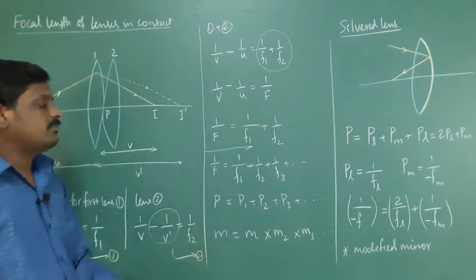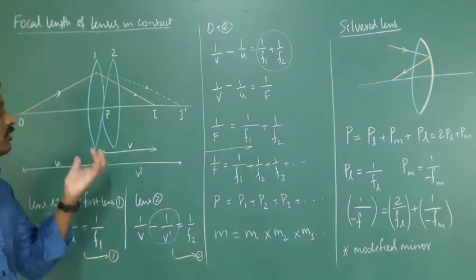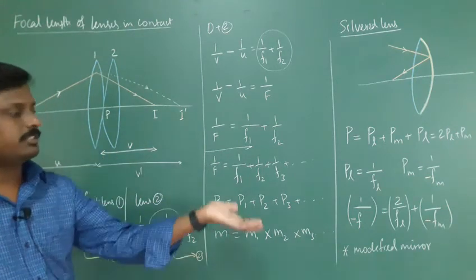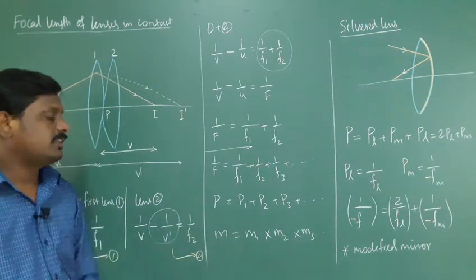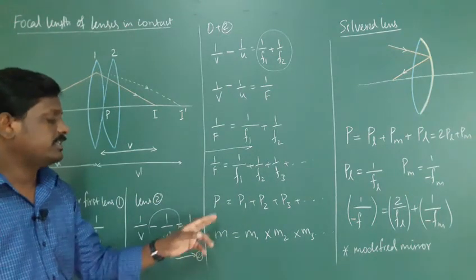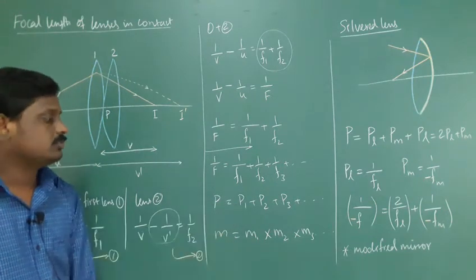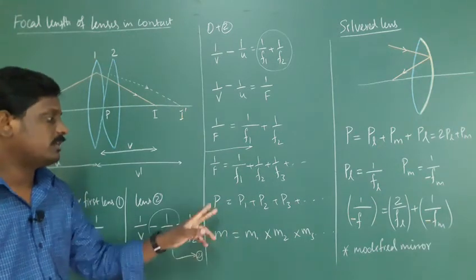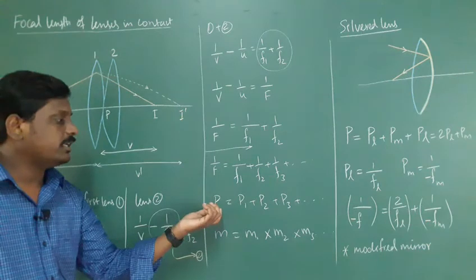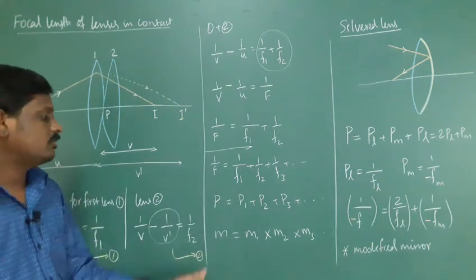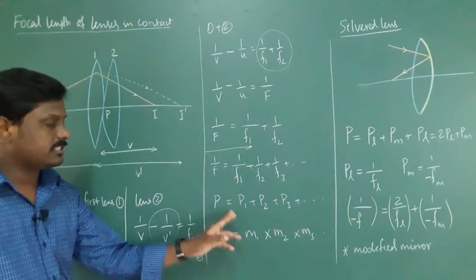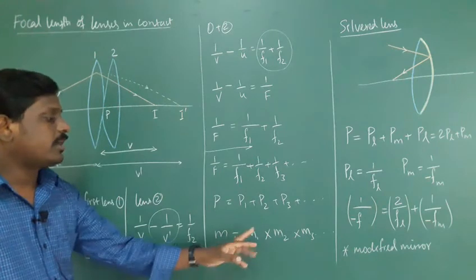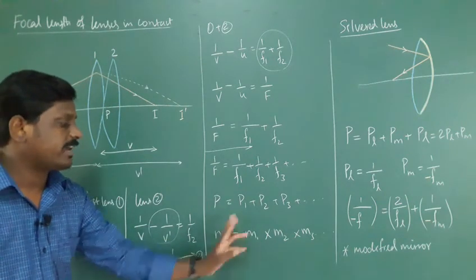P is the power of that combination of lenses. For two lenses, it is P1 plus P2. For n lenses, it is P1 plus P2 plus P3 and so on. The net power of lenses in contact is the algebraic sum, since power may be positive or negative, for a convex or concave lens. The total magnification of lenses in contact is the product of the individual lens magnifications.